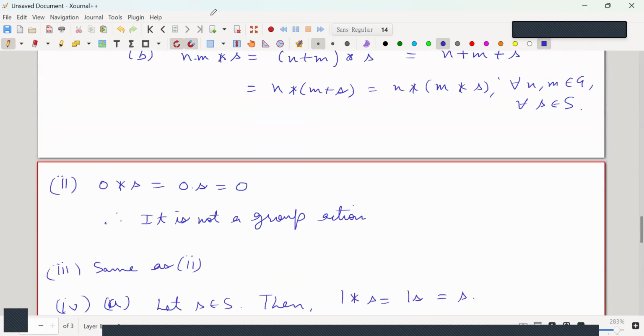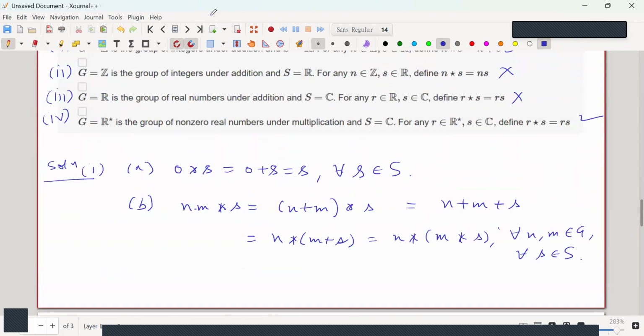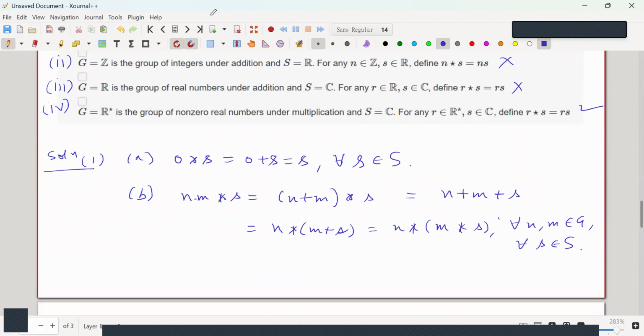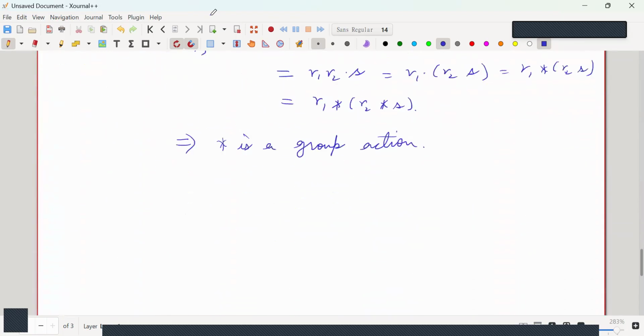I should not write "it is" there; there is nothing like "it is" here. So you should also be careful with your words while giving an answer. It somehow changes the entire meaning.